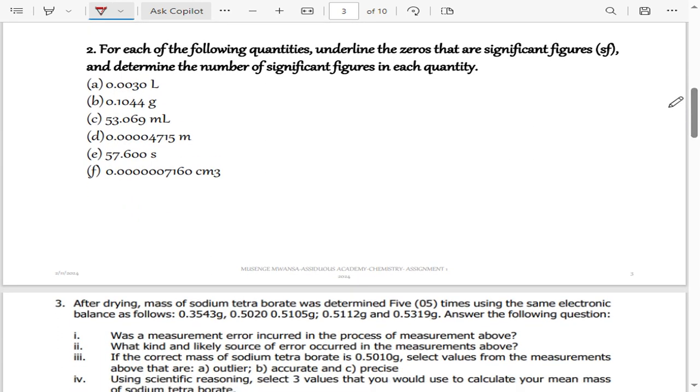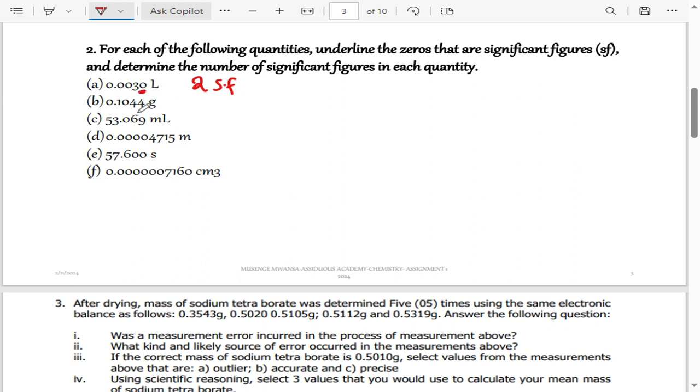Number two, for each of the following quantities, underline the zeros that are significant and determine the number of significant figures in each quantity. So if you see a number which has a decimal and there's a zero at the end of a number that is not a zero, that zero is significant. For example, this zero here is significant. For this number, it has got only two significant figures, the 3 and the 0.